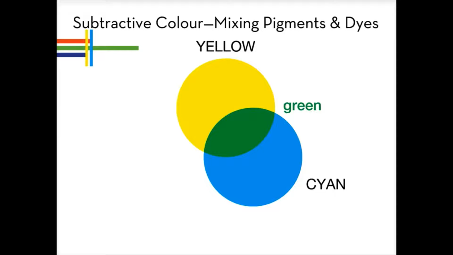Yellow ink absorbs the blue light. Cyan ink absorbs the red light. Thus only green light remains. Green is a subtractive secondary color achieved by mixing 2 primaries.